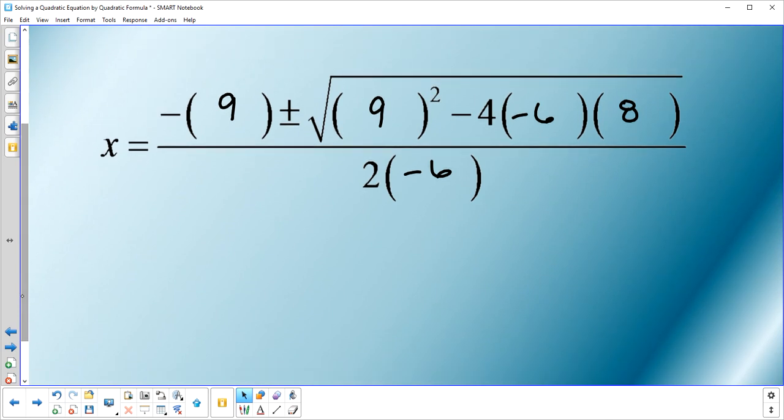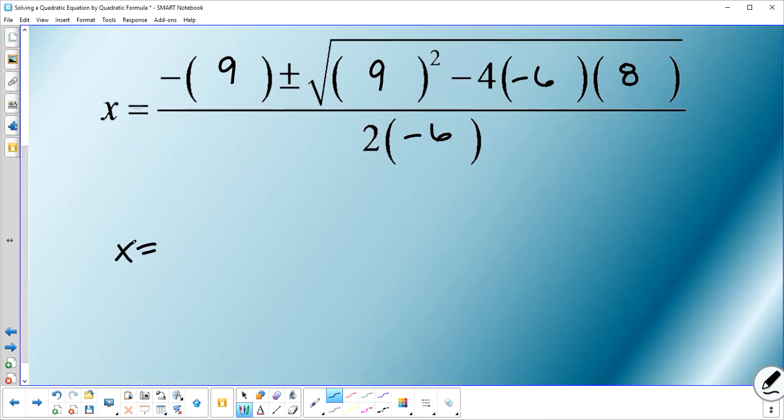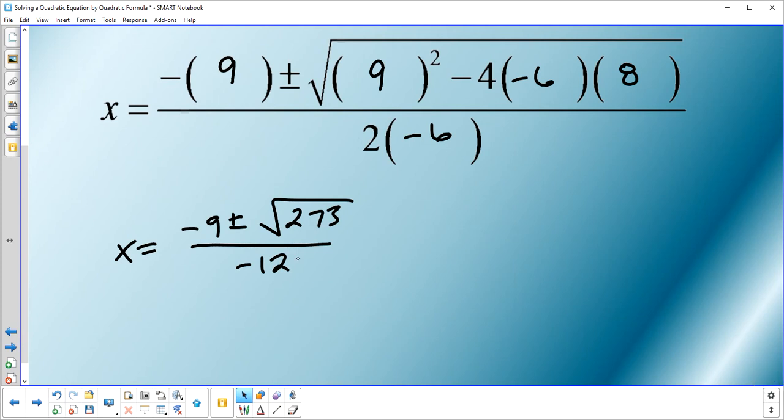So we plug each one of those in. And now we also then said substitute under the square root and the denominator first. So if I substitute under my square root, I'm going to have x equals, and also another big thing here, we have that division symbol under the entire numerator, not just the square root piece. So negative 9 plus or minus, if I plug in all this information into a calculator, 9 squared minus 4 times negative 6 times 8, we're going to get the square root of 273. All over our denominator, 2 times negative 6 is negative 12.